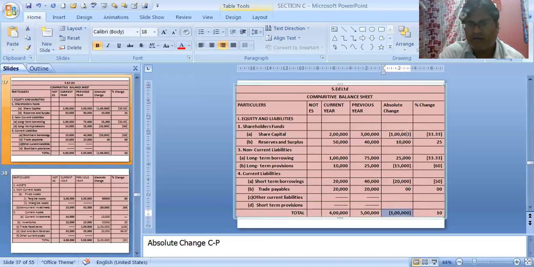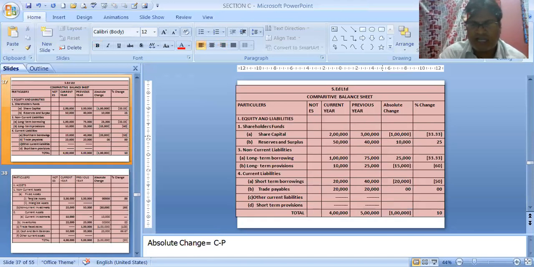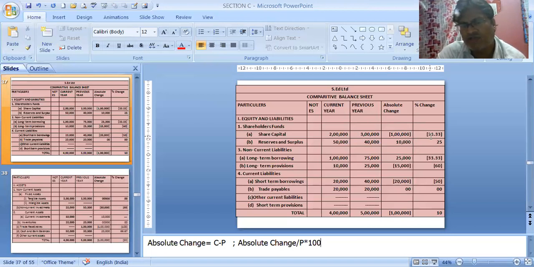Now percentage change. Absolute change we know is C minus P. For percentage change, our formula is what? C minus P whole thing by P into 100. That means absolute change divided by previous year's value into 100. This is the formula. So absolute change figure is 1 lakh, divided by 3 lakhs into 100 is 33.33. As absolute change is in bracket, in minus, this one also will be minus. This only you remember. If absolute change is in minus, this also will be in minus.